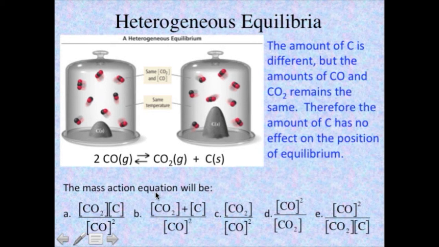So what do you think the mass-action equation will be? A, B, C, D, or E? Well, if you chose C, you'd be correct. Carbon dioxide as a gas divided by carbon monoxide to the power of its coefficient, so it would be squared.